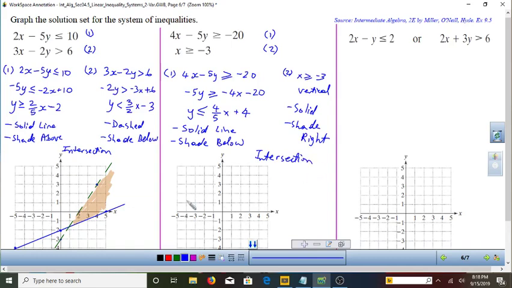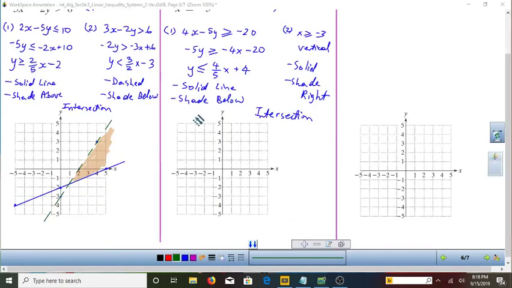So I'm going to draw my first line and my second line here. X is greater than or equal to negative 3. I'm basically just going to draw a vertical line that passes through the x-intercept negative 3. And then for this one, I start at 4 and I go up 5 over 4, but I can't do that, so I'll just go down 4 over 5, which is basically this line here. And that's also a solid line, so we have ourselves a graph.